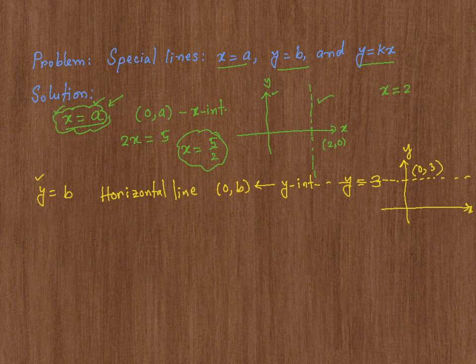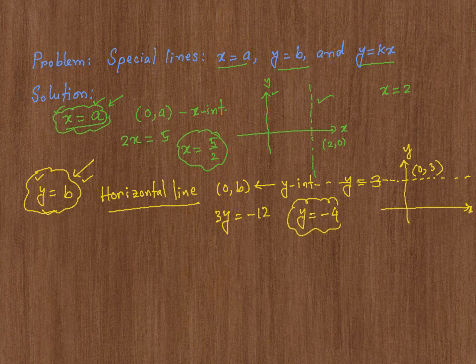Now, keep in mind, any equation that can be converted to this form is going to be a horizontal line. Again, let's say the equation 3y is equal to -12 is not exactly in this form, but we can convert it into this form by dividing both sides by 3. That's going to give me y is equal to -4. So this is a horizontal line through the point, let's say here, (0, -4).